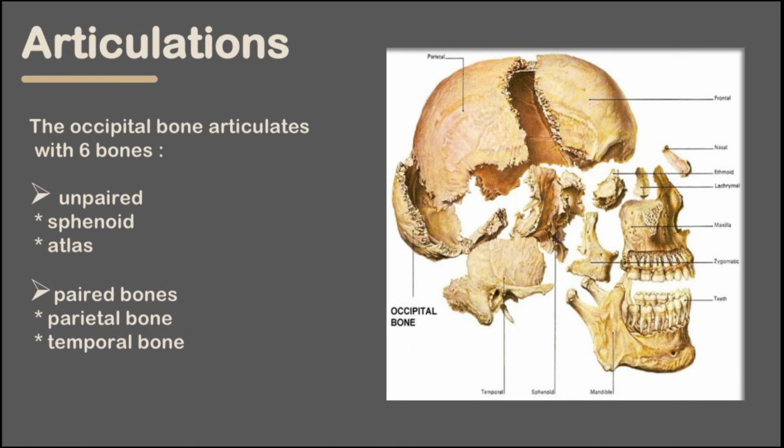The occipital bone will articulate with 6 bones, unpaired and paired bones. Unpaired single bones, which are the articulation of the occipital with the sphenoid through the spheno-occipital suture, and the articulation of the occipital with the atlas, which will form the atlanto-occipital joint. And we have its articulation with the paired bones, parietal bone and temporal bone, with the parietal bone through the lambdoid suture, and with the temporal bone through the petro-occipital and occipitomastoid sutures.